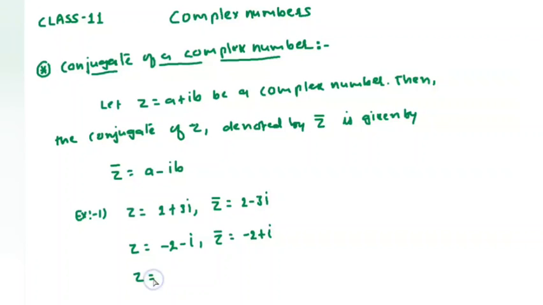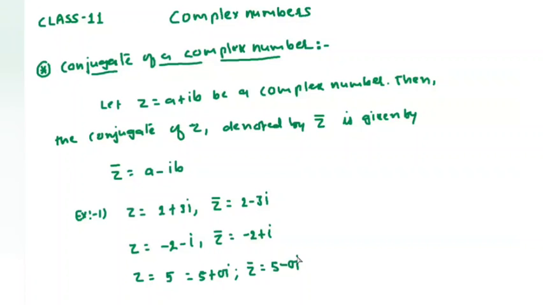Again, suppose we have a complex number z is equal to 5. Okay, now 5 can be written as 5 plus 0i. So its conjugate z bar will be 5 minus 0i. Clear? Which will be equal to 5 only. So notice that in this case z and z bar are equal. That is, if the complex number is purely real, then z will be equal to z bar. That we will also see while discussing the properties of complex numbers.